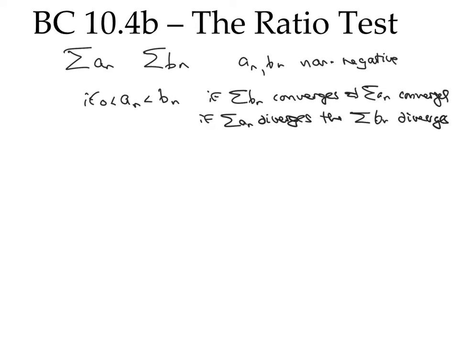In the direct comparison test, we compared the terms of one series to the terms of another. In the ratio test, we'll compare the terms of a series to other terms, the immediately preceding terms in the series. So we're looking within the series to compare the terms rather than between two series.